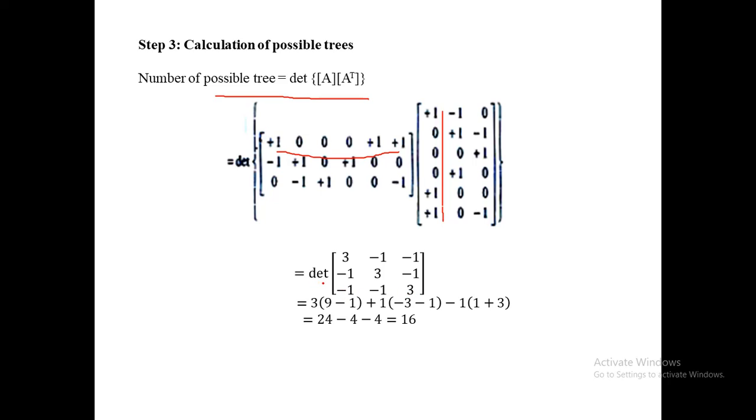Next, we have to find the determinant. The determinant of this matrix, we got the answer 16. So, the number of possible trees of this graph is 16.